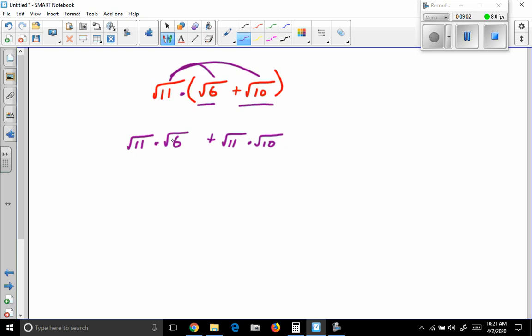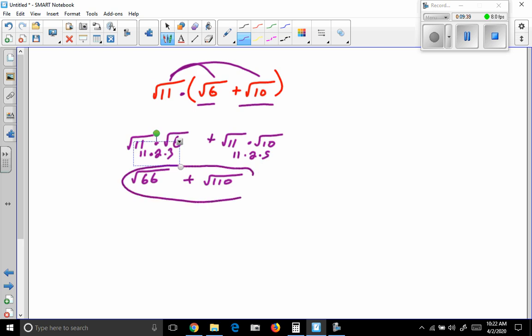So since these are both square roots, we are allowed to multiply together what's underneath. So 11 times 6 is 66. Same thing over here. 11 times 10 is 110. Now neither one of those square roots will simplify. If we look at what factors this is, it's 11 and 6 is 2 times 3. So none of those factors occur more than once. Same thing over here. We have an 11, 10 is 2 times 5. So the factors underneath this only occur once apiece. So that's as far as we can break that down. Neither one of those radicals will simplify.